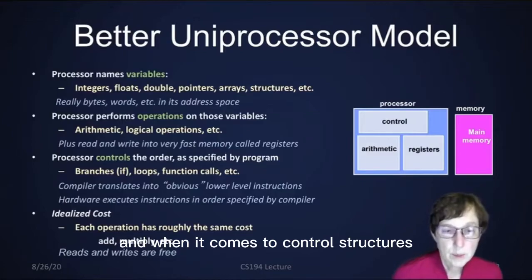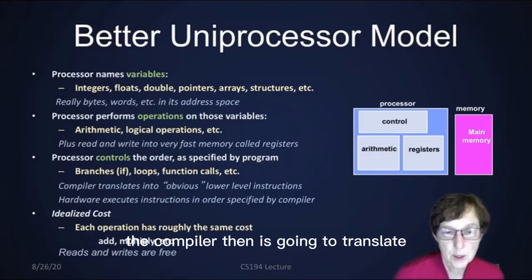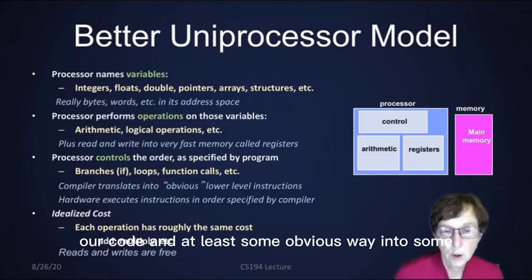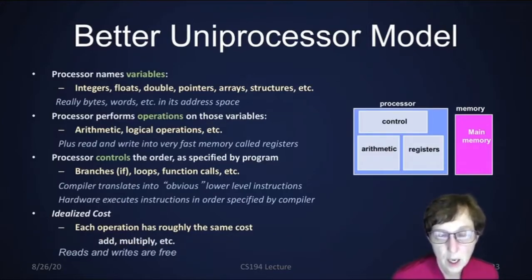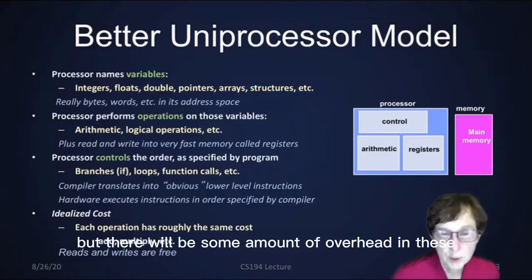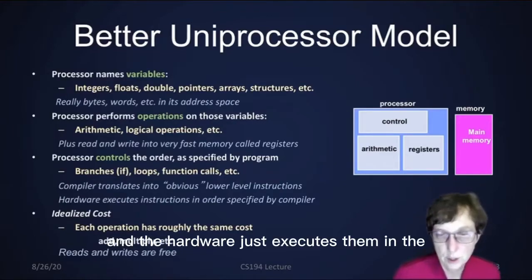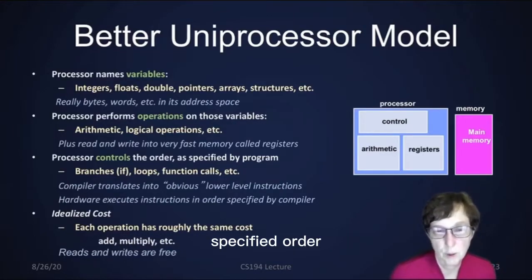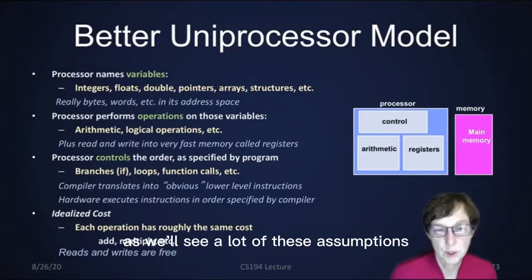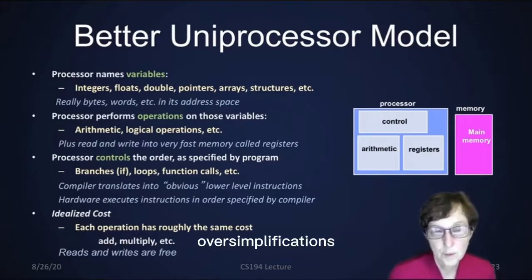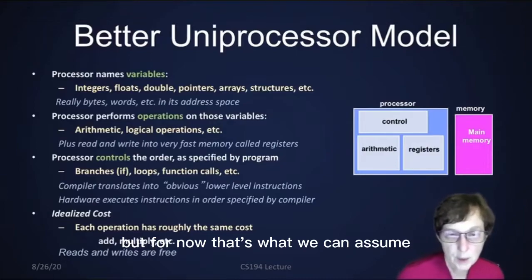And when it comes to control structures, the compiler is going to translate our code in at least some obvious way into some instructions that will execute the branches, but there will be some amount of overhead in these control structures. And the hardware just executes them in the specified order. As we'll see, a lot of these assumptions are also still oversimplifications, but for now, that's what we can assume.